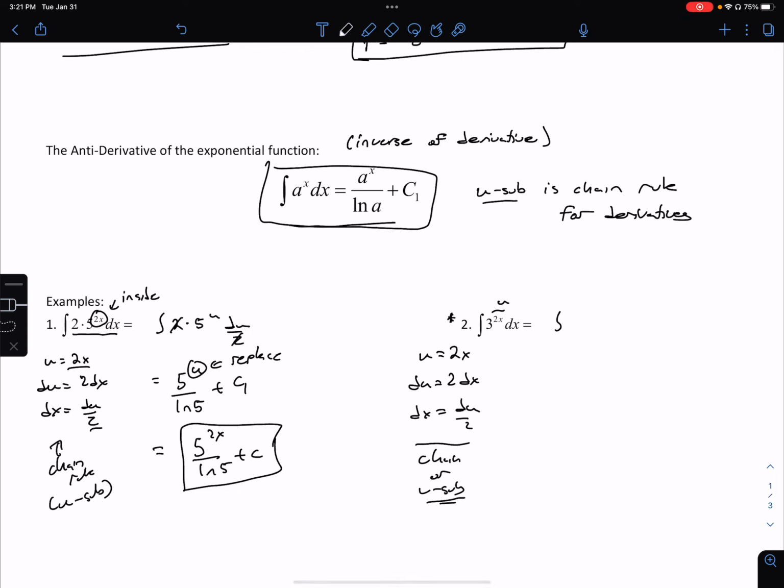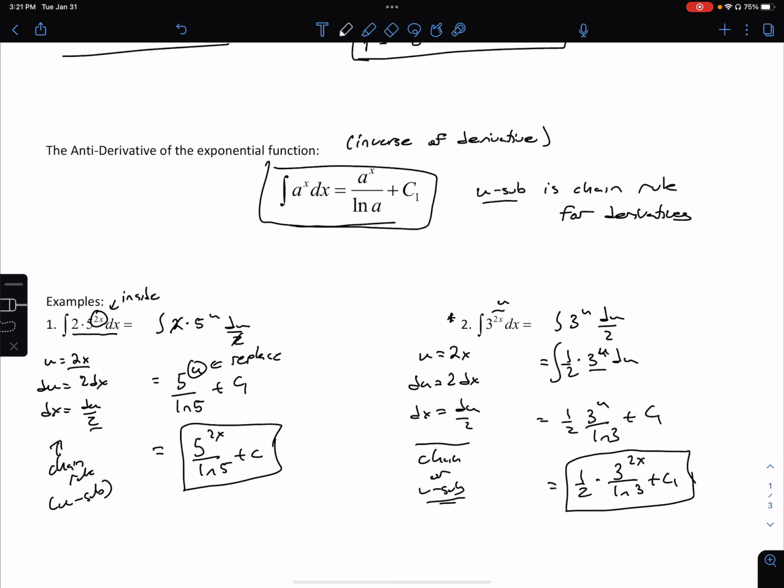So when I rewrite our integral, we're going to get 3 to the u du over 2 in this case. Now I'm going to bring that 1/2 to the forefront, and that's going to give me 1/2 times the integral of 3 to the u du. So I get 1/2 times 3 to the u divided by the natural log of the base. That's my antiderivative. I'm just taking the antiderivative of 3 to the u, plus your constant of integration, and your last step is to just replace u. So we get 3 to the 2x over natural log of 3 plus c1. And there is our antiderivative.